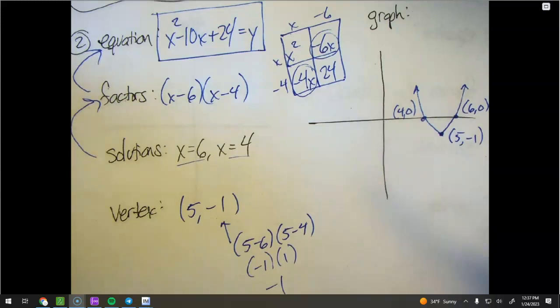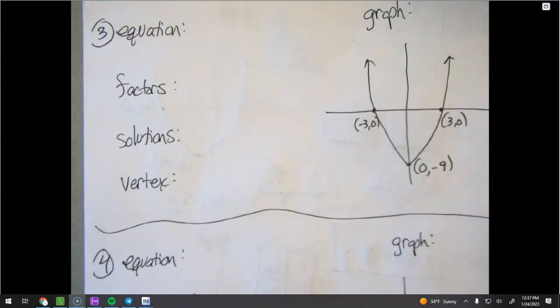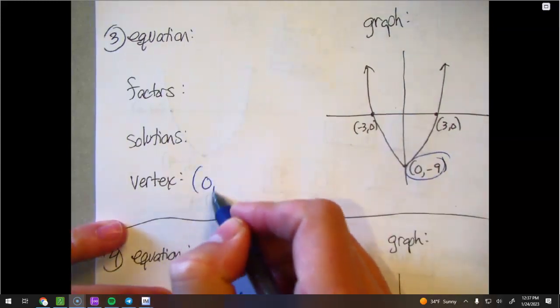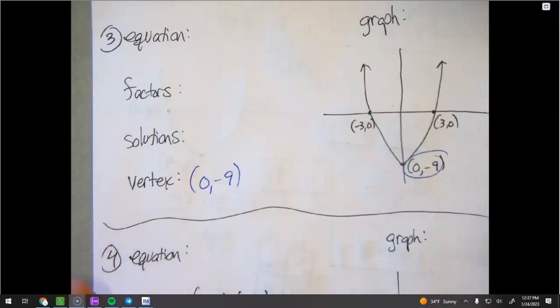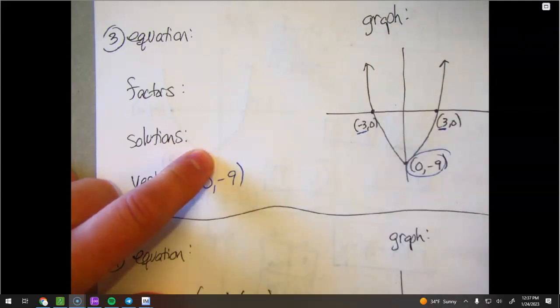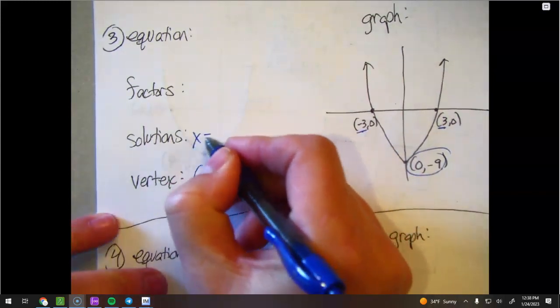Question on the first two here? Let me start you on 3, but then I'm going to probably just let you go. I gave you different stuff to start. So the vertex I just gave you, you just write that. And I didn't give you this, but I did give you this. What are the solutions? Yeah, it's just the two x-intercepts. Your solutions are x equals 3 and x equals negative 3.